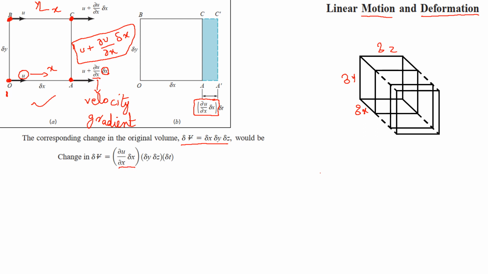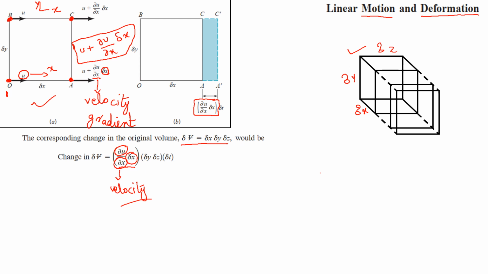So what does this term mean? The change in this length is due to the change in the velocity of this fluid, and that velocity is the x component of the velocity. So it is the change in the x component of velocity of this fluid particle. If the x component of velocity of this fluid particle changes along the x-axis, this is the velocity gradient. Due to this velocity gradient, we will get a change in this length, delta x.